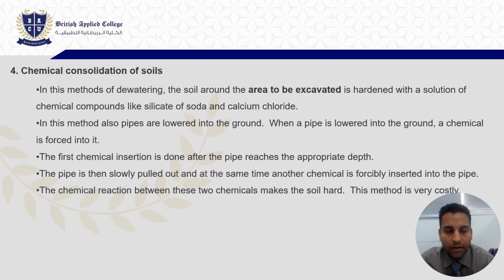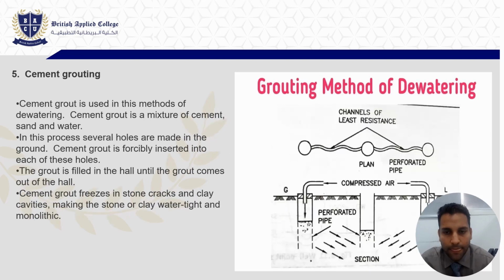Now, chemical consolidation of the soil. We add chemicals such as silicate of soda or calcium carbonate to get a stronger surface for the excavation process. Cement grouting has been covered many times. In cement grouting we use cement and grout inside the soil so that it becomes hard strata for the excavation.